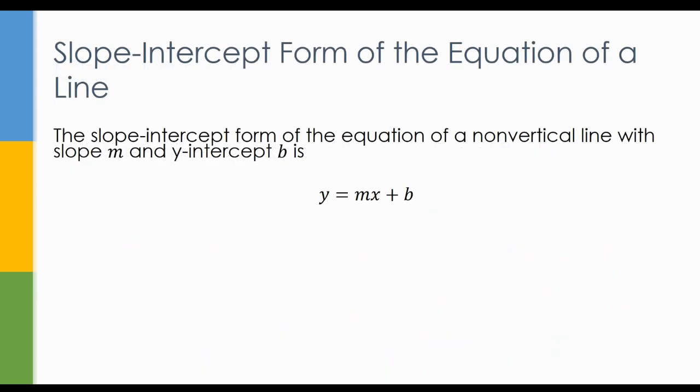Okay, so solving for y, that's because we were really creating slope-intercept form. The slope-intercept form of the equation of a non-vertical line with a slope of m and a y-intercept b is y equals mx plus b.